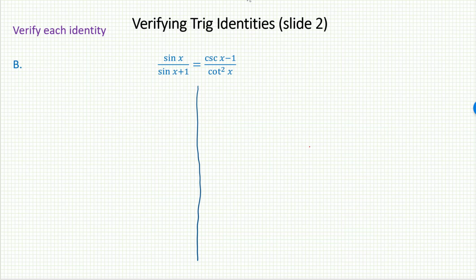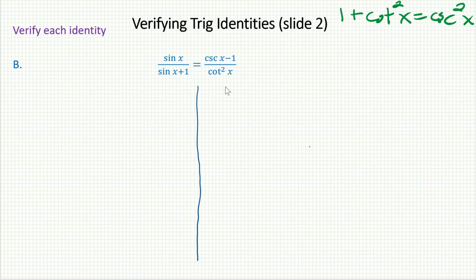That would probably work. But what I notice on the right side is I have cosecant and cotangent, and I know that one of the Pythagorean identities links those two, especially where there's a squared here. Let's write down what identity we're referring to. It's the one that says 1 plus cotangent squared x equals cosecant squared x.